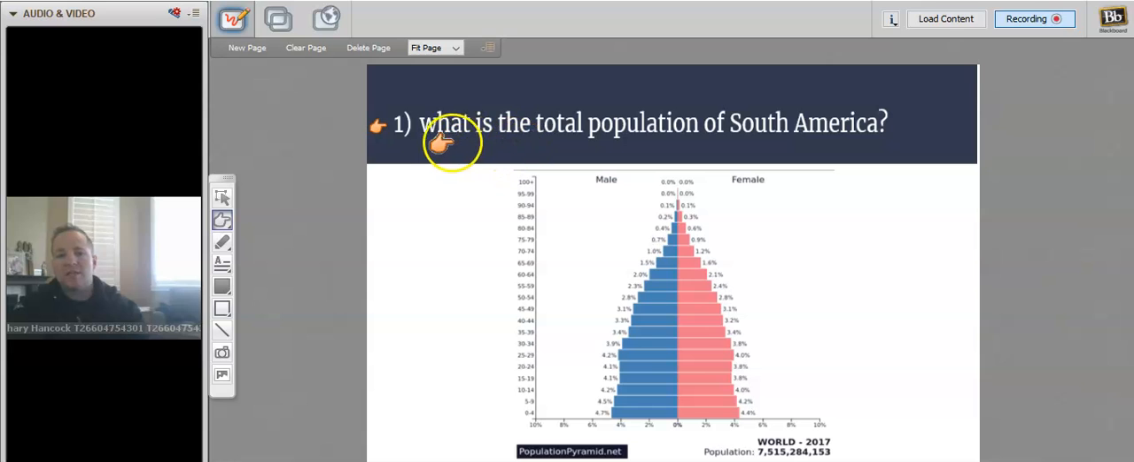So this one says, what is the total population of South America? Okay, or the world, in this matter, because we're looking at that. So you go 7.5 billion. So you'd find that answer down here at the bottom, okay? The bottom right. That's the total population we're looking at. So that's going to be your first question, but I'm going to ask you about South America. Right now I'm talking about the world, okay?